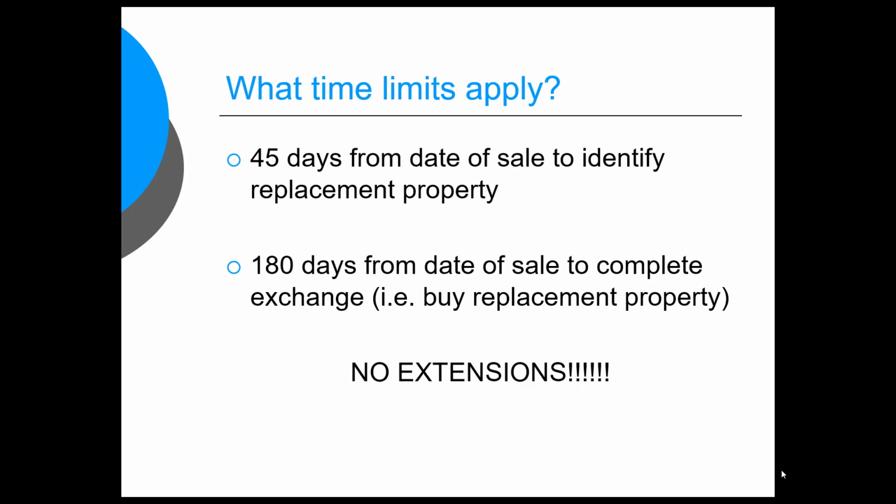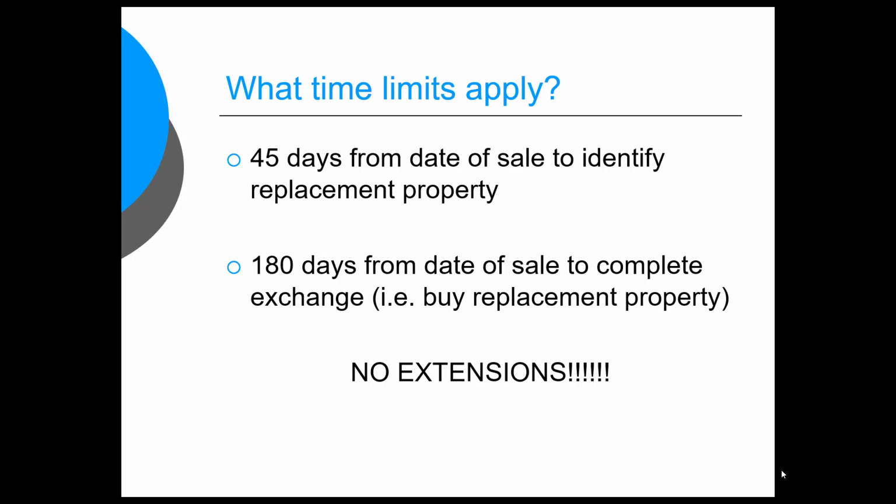There are some time limits that apply. So from the day that you sell the property that you currently own, which is what we call your relinquished property, you have 180 days to buy the replacement property. And in the first 45 days, you need to identify what you are potentially buying.